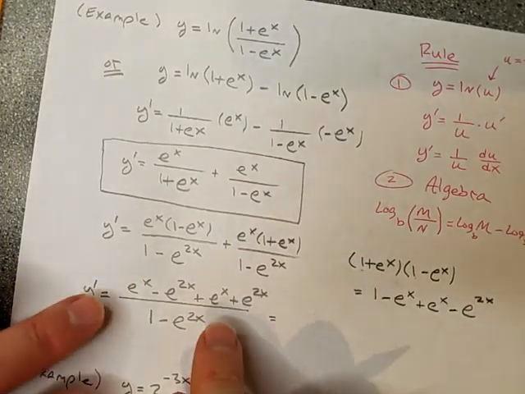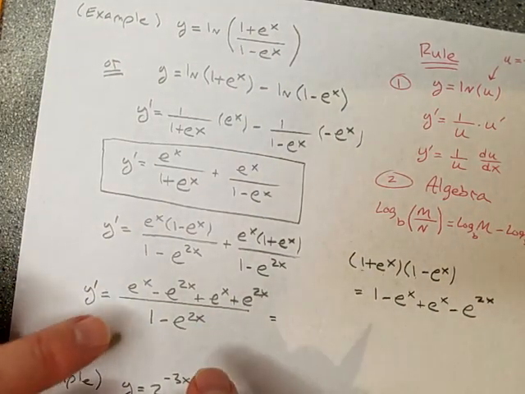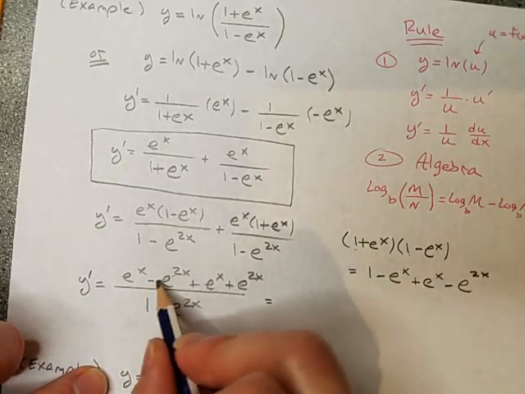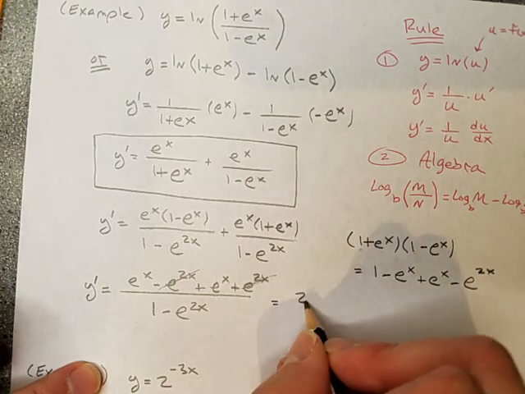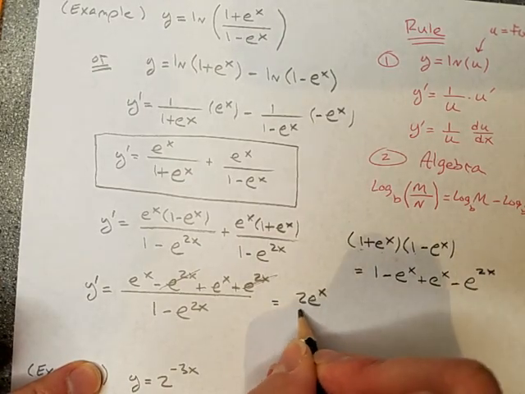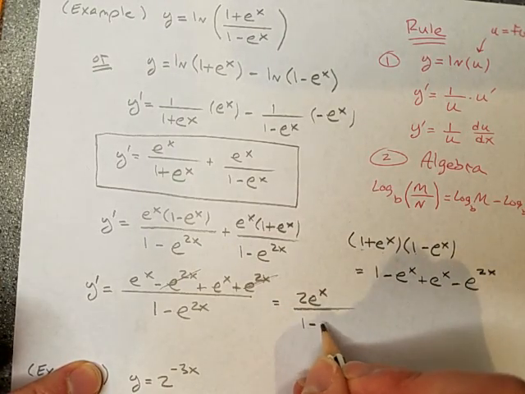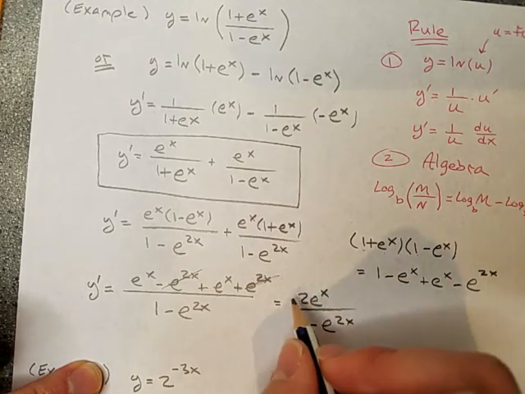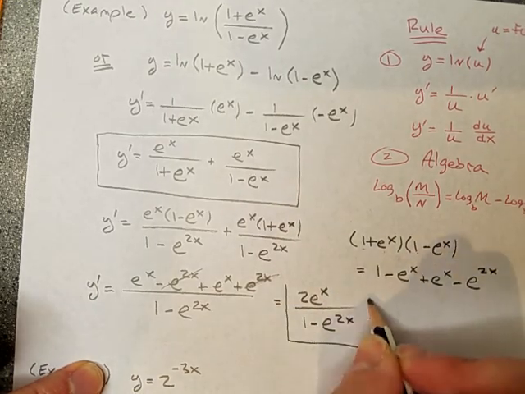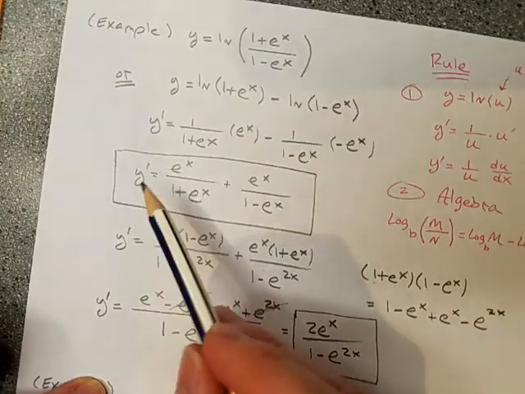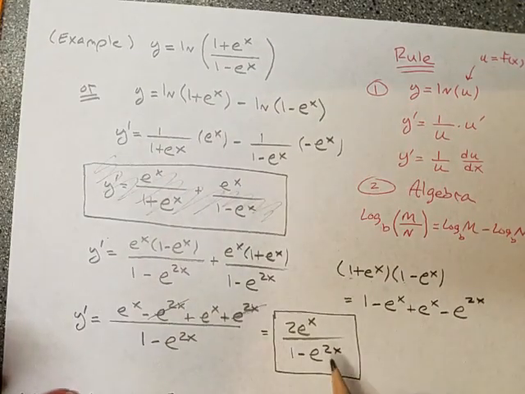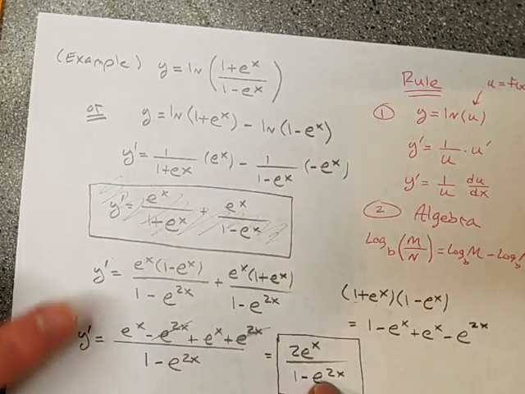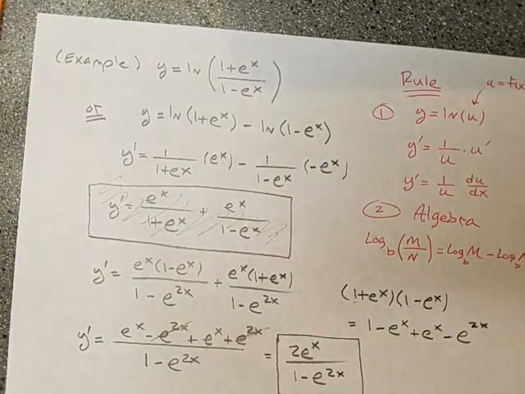So now we can reduce it all the way here. Those cancel. These can be added because they're like terms. So it's 2e to the x over 1 minus e to the 2x. All right, so I was too hasty when I boxed that. I'm sorry. We can reduce it a lot. This is a lot simpler than that, in other words.